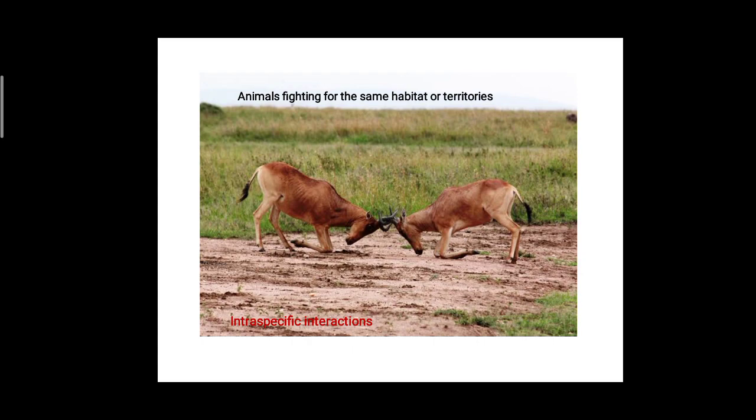Okay, another one is animals fighting for the same habitat or territories. Okay, nakikita natin sa picture, magkapareho silang species or organism na nag-aaway sa kanilang teritoryo. So, that is an example of intraspecific interaction or intraspecific competition. So, again, we have 5 types of ecological relationship. We have the mutualism, parasitism, commensalism, predation, and competition.